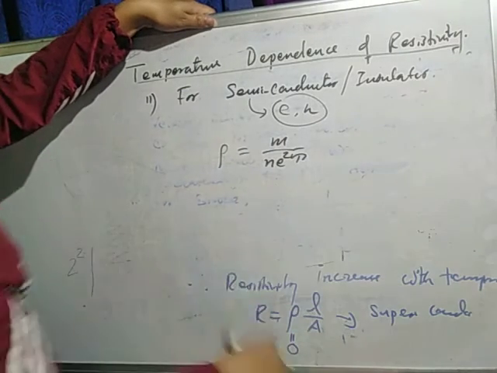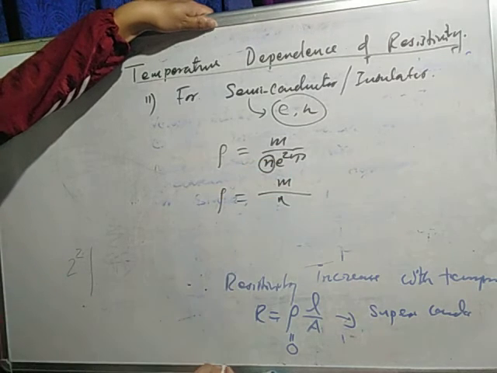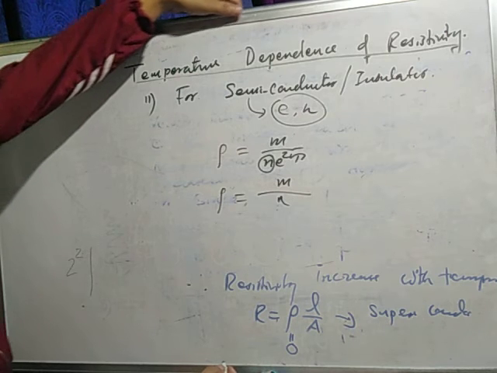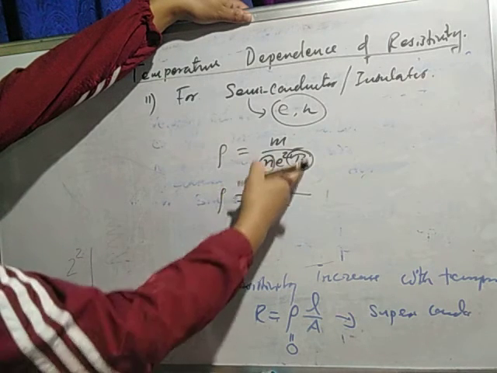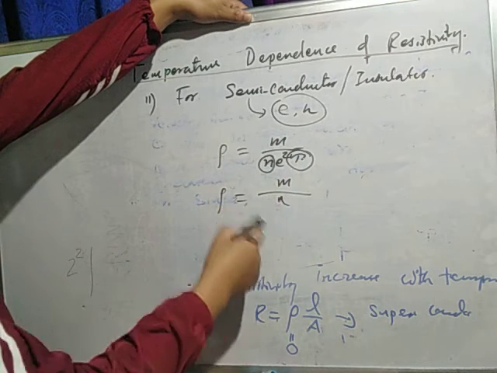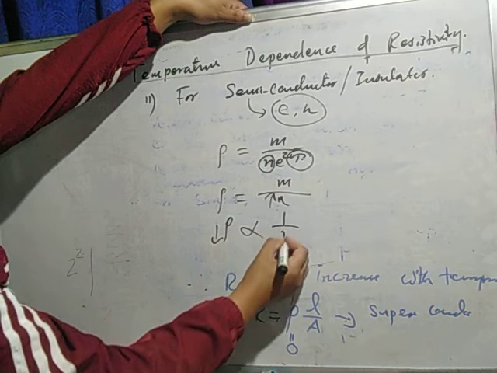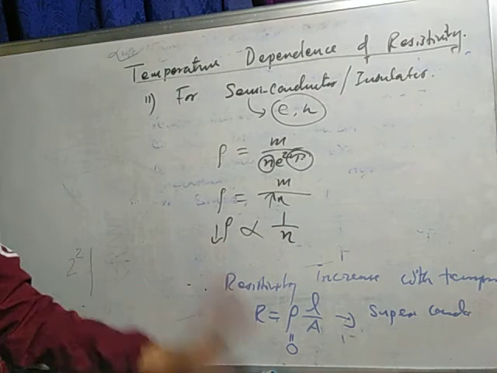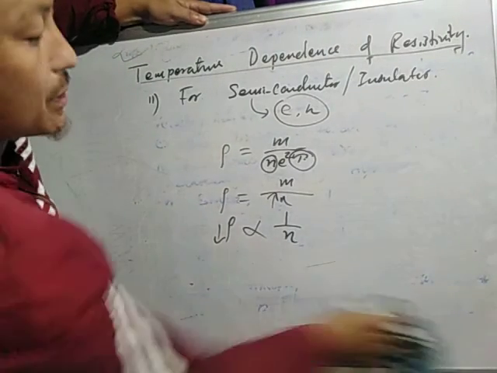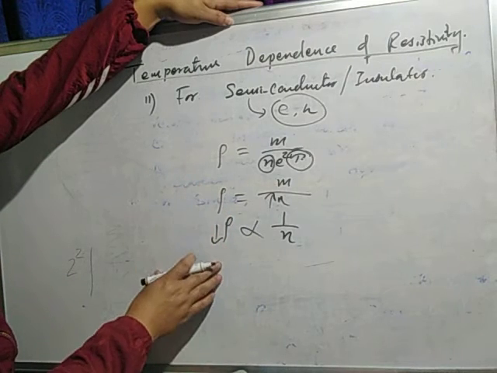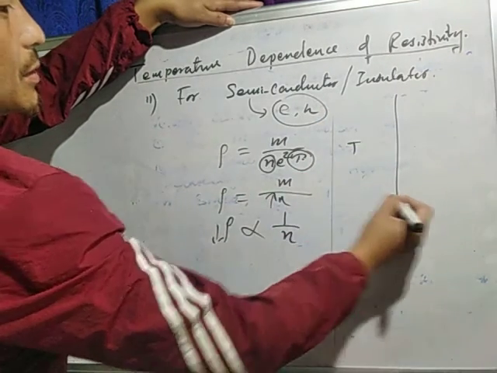m by n e squared tau, isn't it? Whenever you increase temperature, the number of electrons increases. So n increases. Don't go with tau, the relaxation time; n increases and it can dominate tau. So n increases, then rho decreases, because it is inversely proportional. If the number of electrons increases, then resistivity decreases. So whenever you increase temperature in a semiconductor, resistivity decreases.